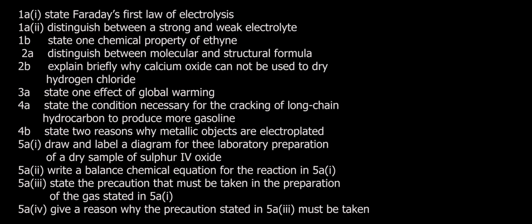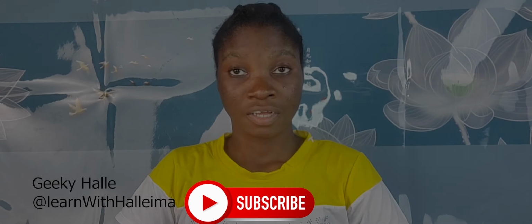4A. State the condition necessary for the cracking of long-chain hydrocarbon to produce more gasoline. It requires a temperature of about 500 degrees Celsius and a catalyst.